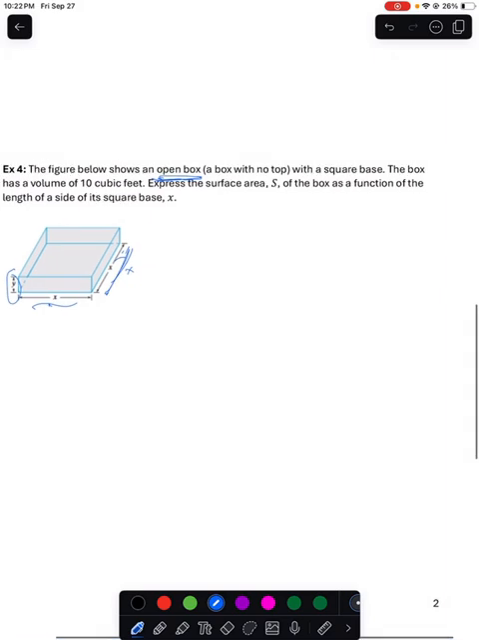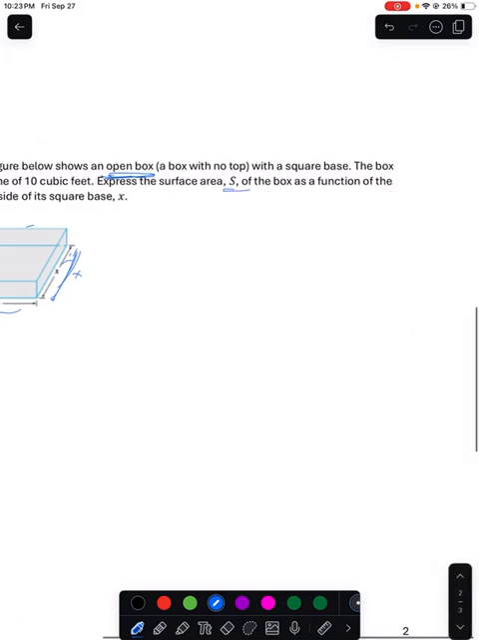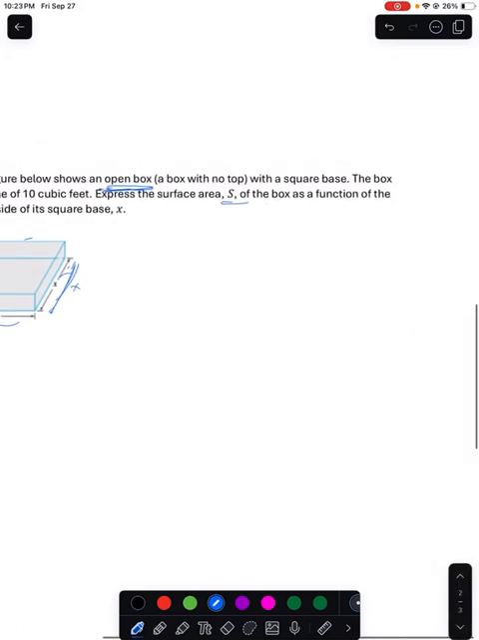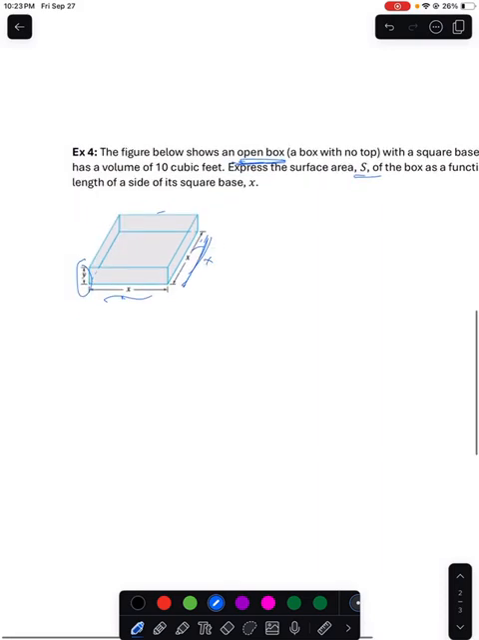It says the box has a volume of 10 cubic feet. Express the surface area S of the box as a function of the length of a side of a square base. So basically in terms of x. So we have to express the surface area in terms of x. In other words, we have to find the surface area of the box when we know that the volume is 10 cubic feet.